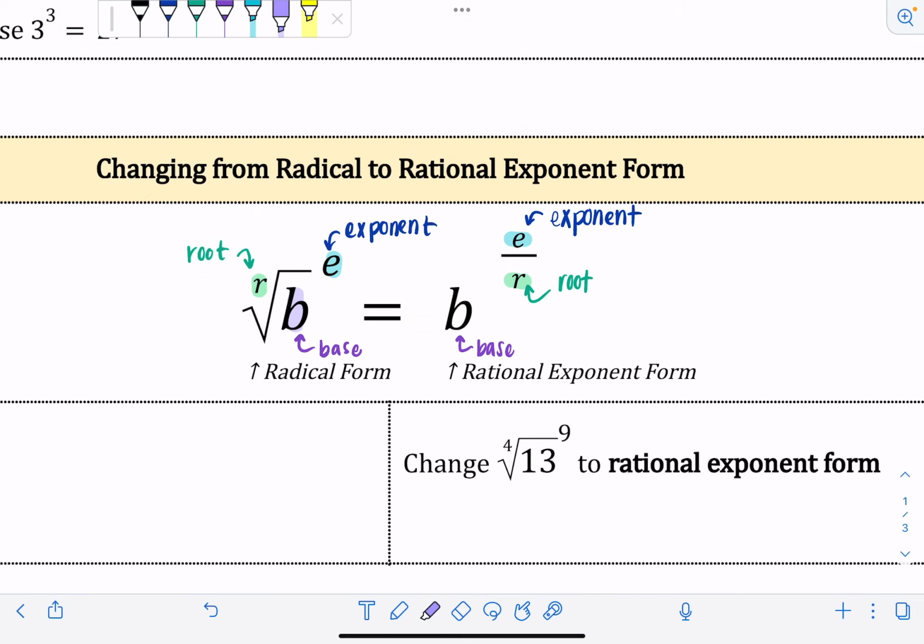Okay, so I would write this down on a sticky note, or just somewhere where it's really easily accessible, where you can write it kind of big and then just have it next to you while you're working on all these types of problems, because it's not something that's super easy to remember right away, but it is a really important skill to have and to use to change between the two forms.